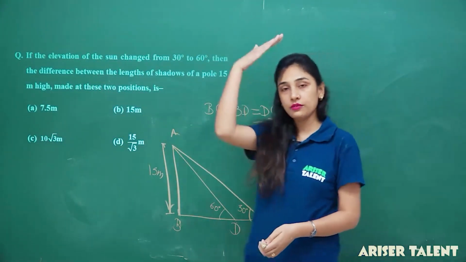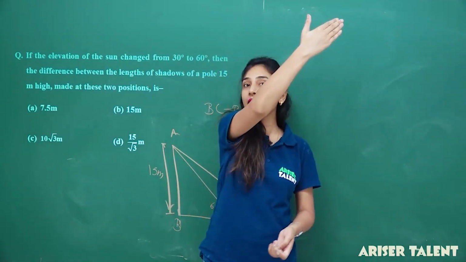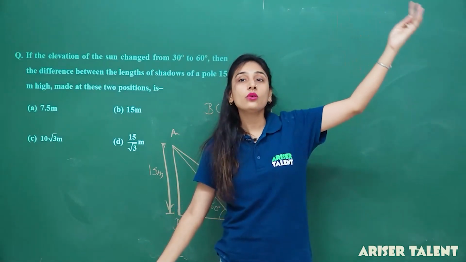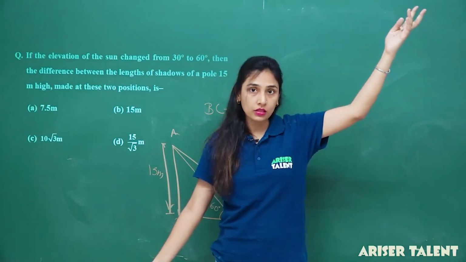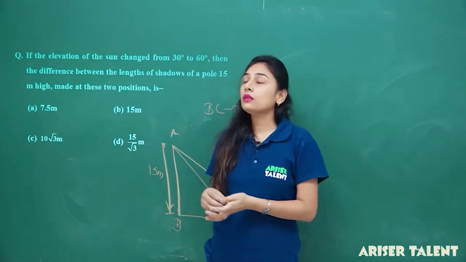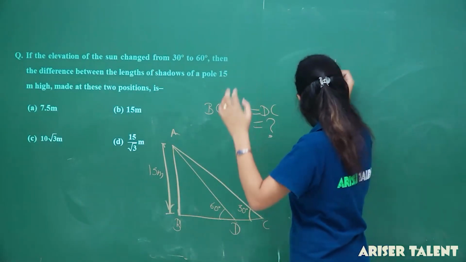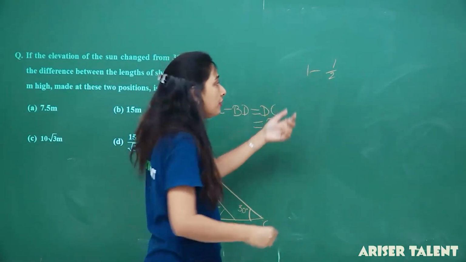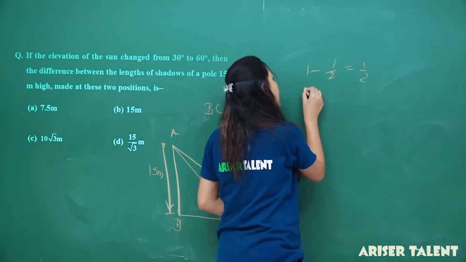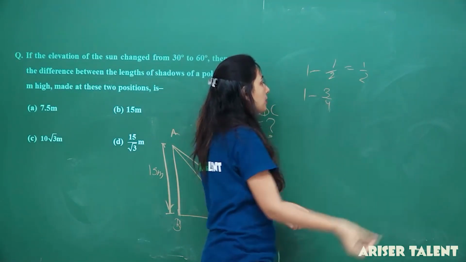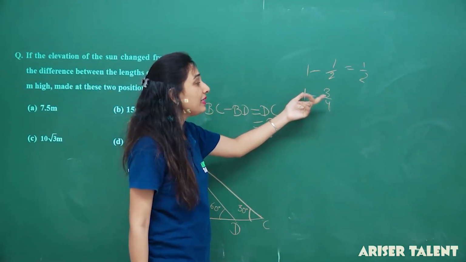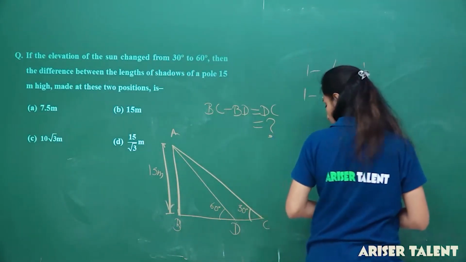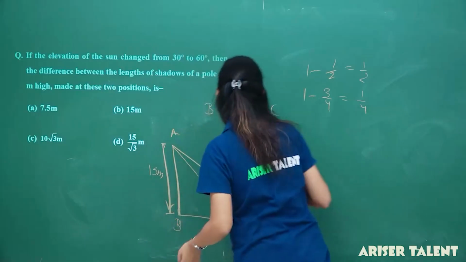Because if the sun was something like here and my shadow was like half meter, and the sun then goes to another position, and my shadow's length becomes 1 meter, what will be the difference? Or I can say it was 3/4 meter before and 1 meter after. So what will be the length difference? That will be 1/4, isn't it? So in such a way I have to answer this.